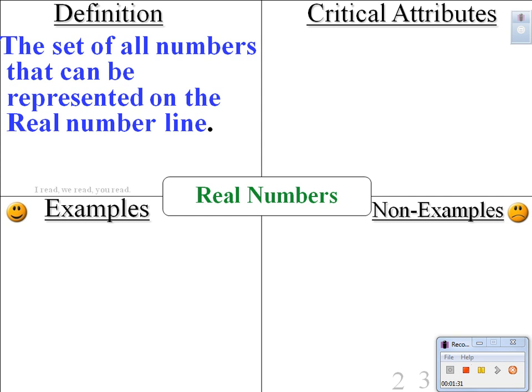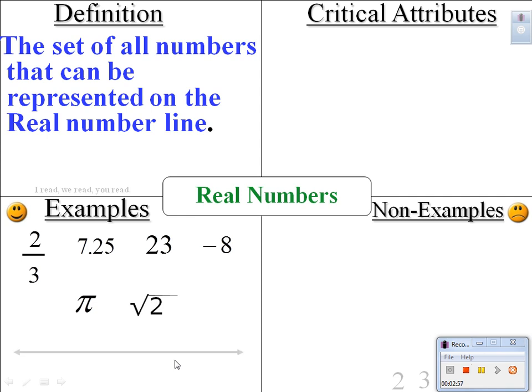Say to your neighbor the definition for real numbers. See what we're doing there? Yeah? You're good? All right. So, examples. Let's see. 2/3, 7.25, 23, negative 8, pi, and of course, square root of 2.